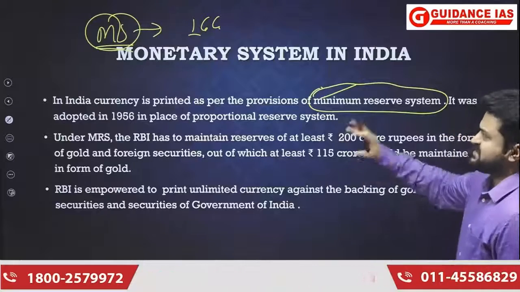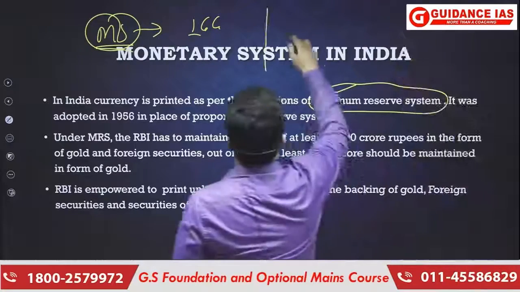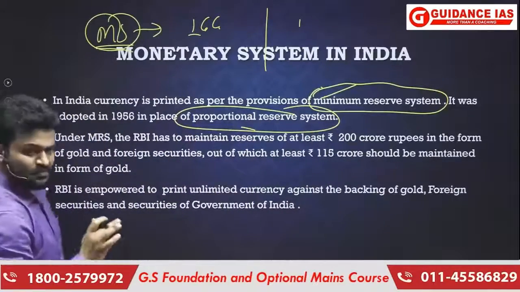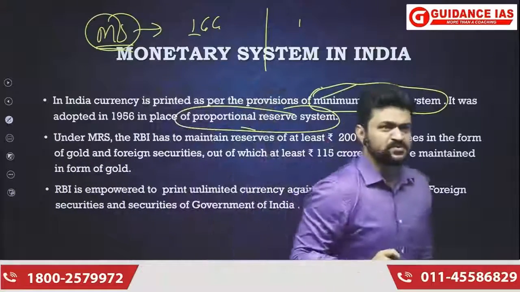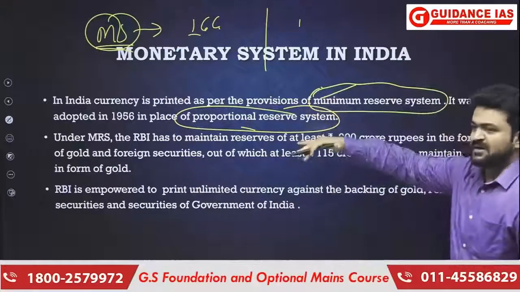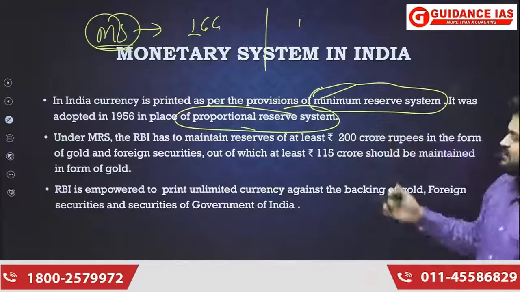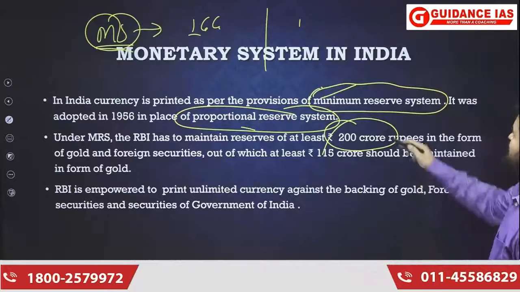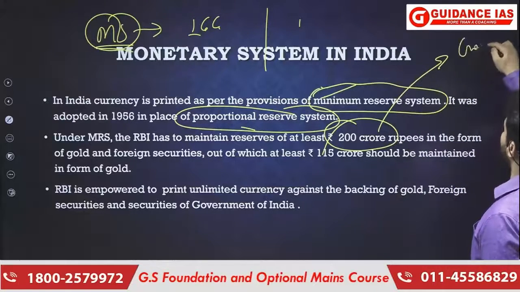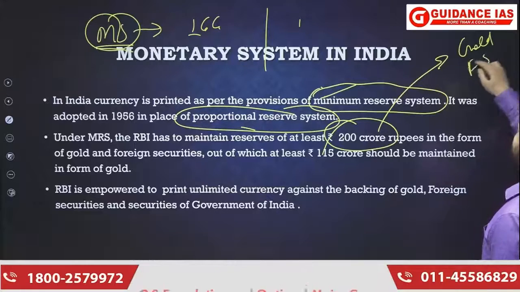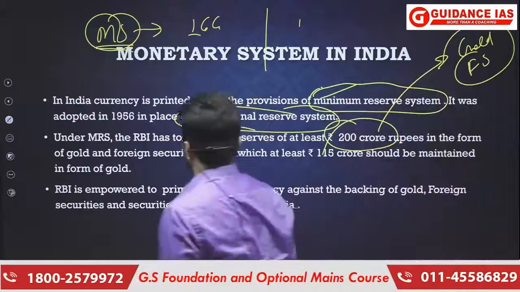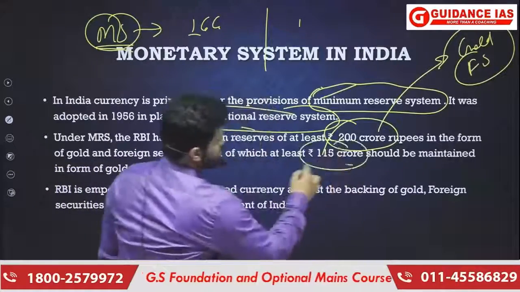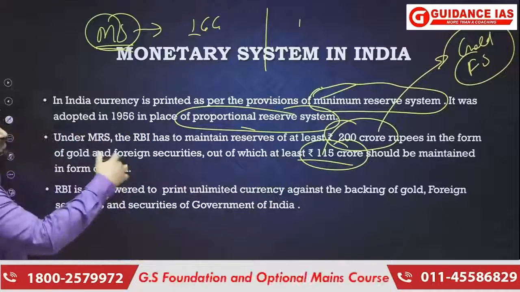No, that is a system that we used to have when there was the proportional reserve system. But now we have the minimum reserve system in India. And what is the minimum reserve system? It means RBI has to maintain minimum reserves. What is that minimum reserve? It is 200 crore rupees that it has to maintain, mainly in the form of gold and foreign securities. Out of 200 crore rupees of minimum reserve, 115 crore rupees should be maintained in the form of gold, and the rest can be in the form of foreign securities.